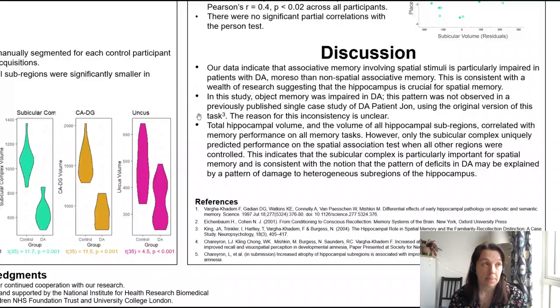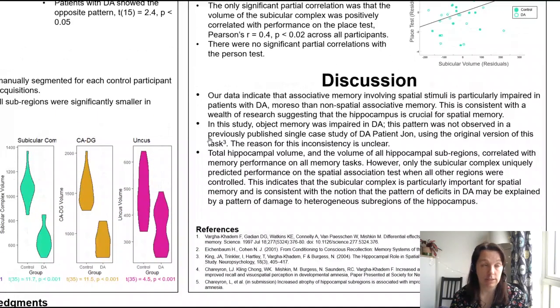One interesting finding from this study is that object memory, so just simple recognition memory, was impaired in all of our DA patients. This is not consistent with data from previous studies, and even in a single case study involving patient John, in a very similar paradigm to this one previously, recognition memory was good. So we're not sure of the reason for that inconsistency here.